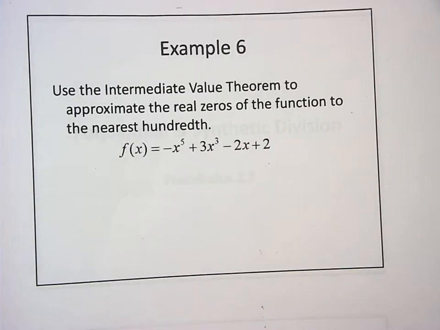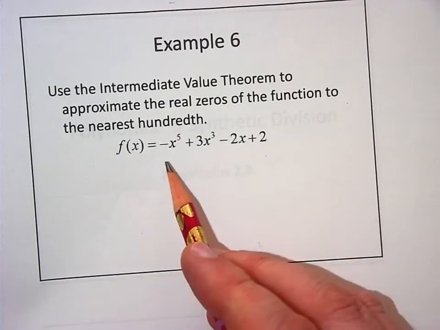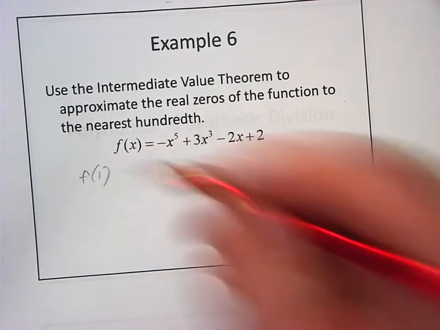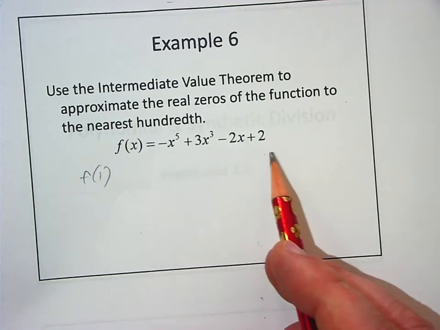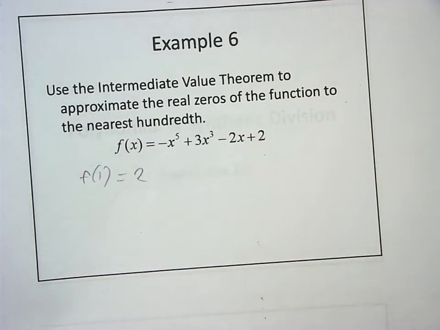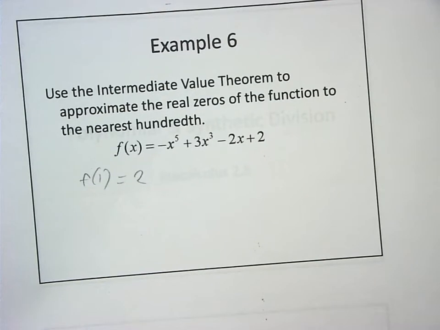So I'm not going to bother with this exactly, but the idea is, if I don't know where these zeros are, I can roughly figure them out, because this thing doesn't factor nicely here. But the idea is, if I plug in a 1, what am I going to get here? So I have negative 1 plus 3 minus 2 plus 2. Negative 1 plus 3 is 2. So if I plug in a 1, I'm going to get a positive 2 out. Okay? So I want to pick some other number that if I plug it in, I'm going to get a negative number out.